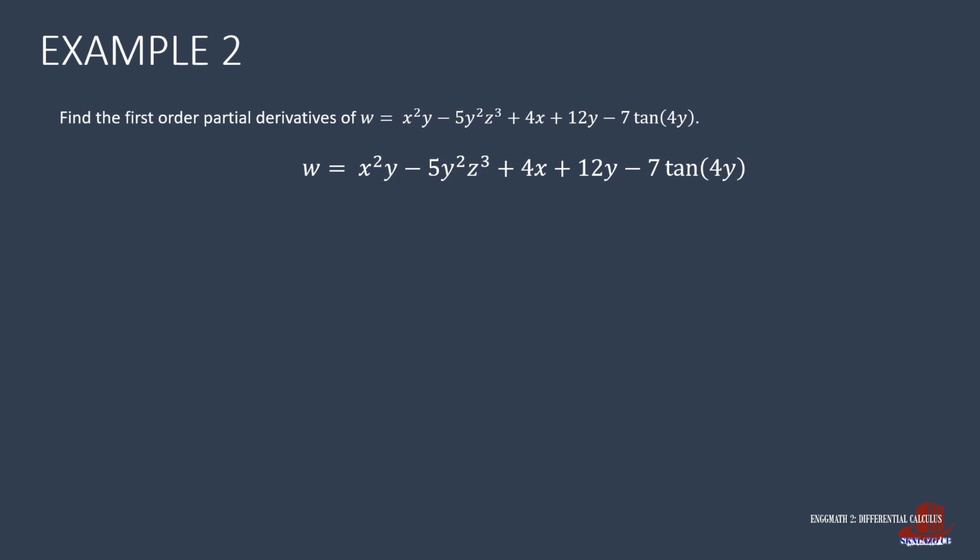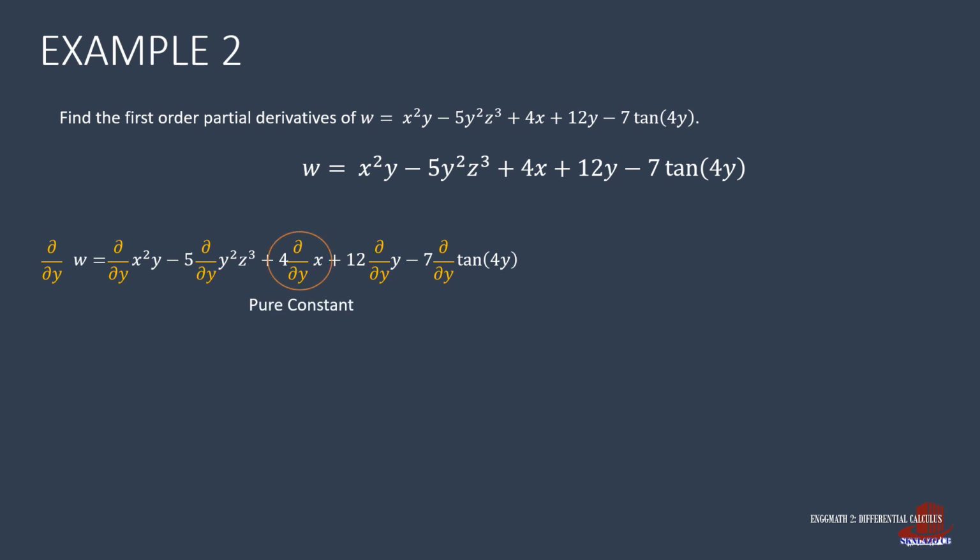Next is to find the function's partial derivative with respect to y. Since most of the terms have the variable y in them, the only term considered as pure constant is the third term with 4x. Next is to simplify the fourth term with 12 times the derivative of y with respect to y, which is taken as 1.